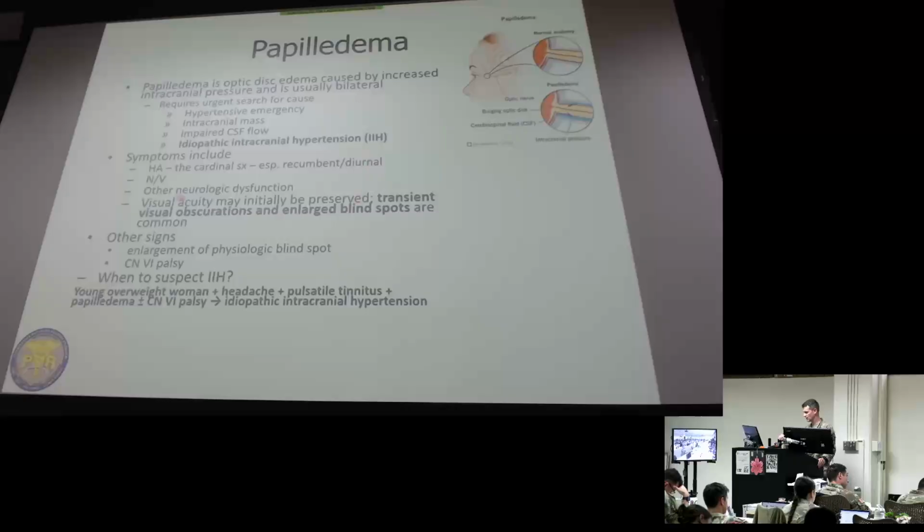But we can see some transient visual obscurations and enlarged blind spots tend to happen in this one. It doesn't fit a typical pattern of this side, up, down, right, left. It's just that physiologic blind spot that we naturally have. You guys are familiar with the blind spot we naturally have?